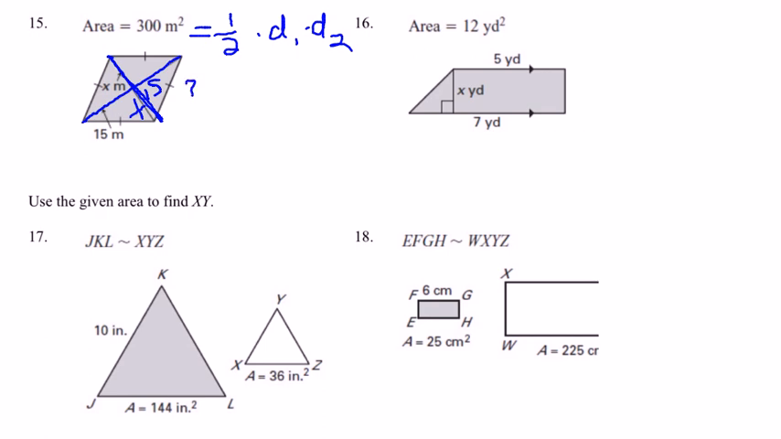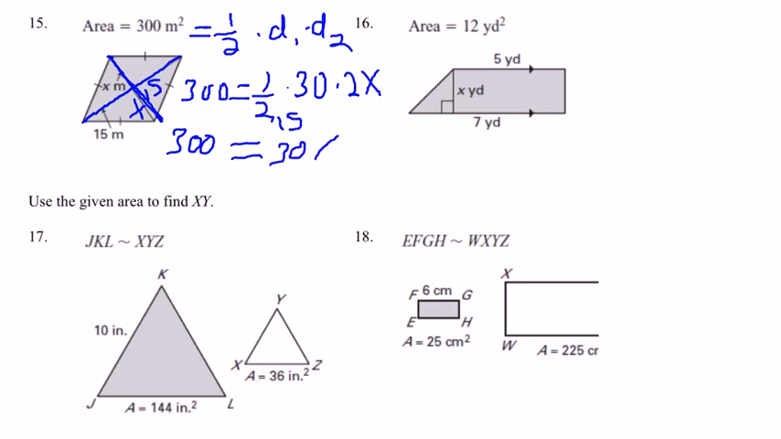So we're going to set the area 300 equal to 1/2. One of the diagonals is 30. The other diagonal is 2x. Now all these numbers on the right side are multiplying by each other, so I would just multiply them all. 1/2 times 30 is 15, but then 15 times 2 is 30, so we have 30x. Divide both sides by 30, and we get our answer of x equals 10.